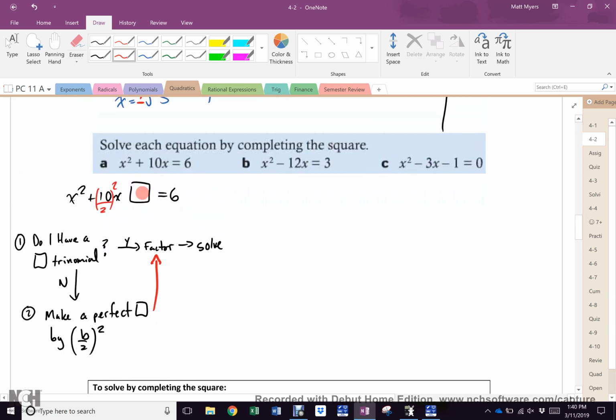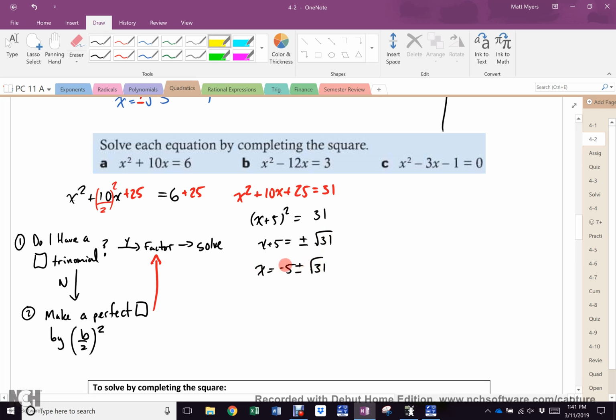So this is what I am starting with, correct? What is half of 10? What's 5 squared? 25. So I am adding 25 to this side. Is it equal anymore? What would make it equal? Adding 25 to the other side. So now I have what? X squared plus 10x plus 25 equals what? 31. Now do I have a perfect square trinomial? Can I go back to the start of my flow chart? What do I do with that perfect square trinomial? Factor it. What is the factor? X plus 5 squared equals 31. X plus 5 equals plus or minus what? Root of 31. X equals negative 5 plus or minus root 31.